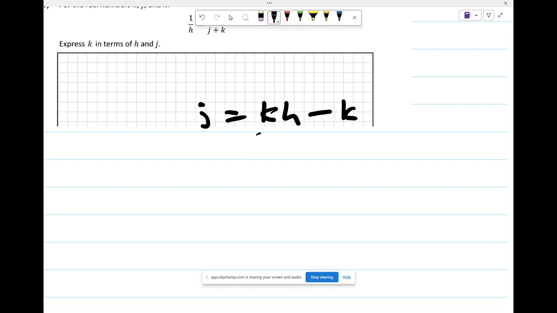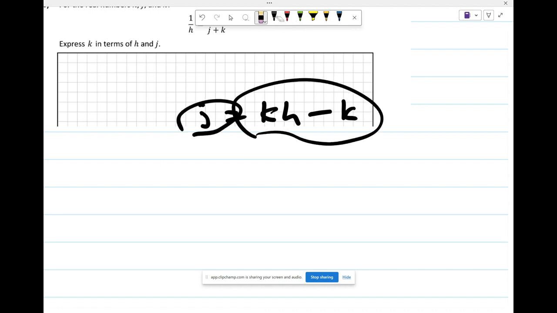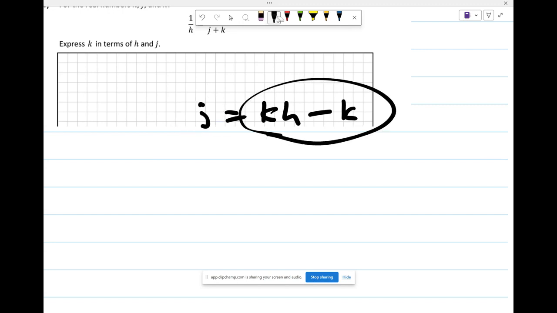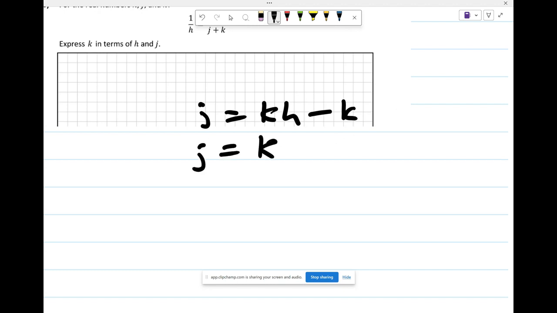And right now we're expressing j in terms of k and h. So we need to get k on its own over here. How we're going to do that is, well, we can see that k is a common factor here. So if we take k out of the equation, k times h will give us kh, and k times minus 1 will give us minus k. So now we're left with j equals k times h minus 1.